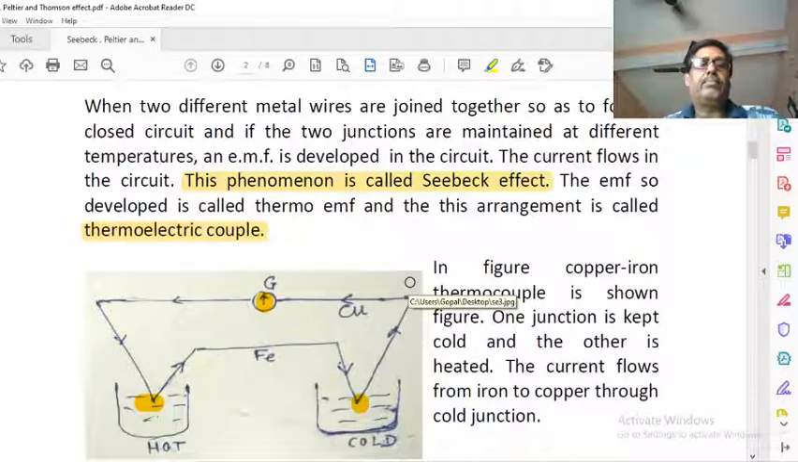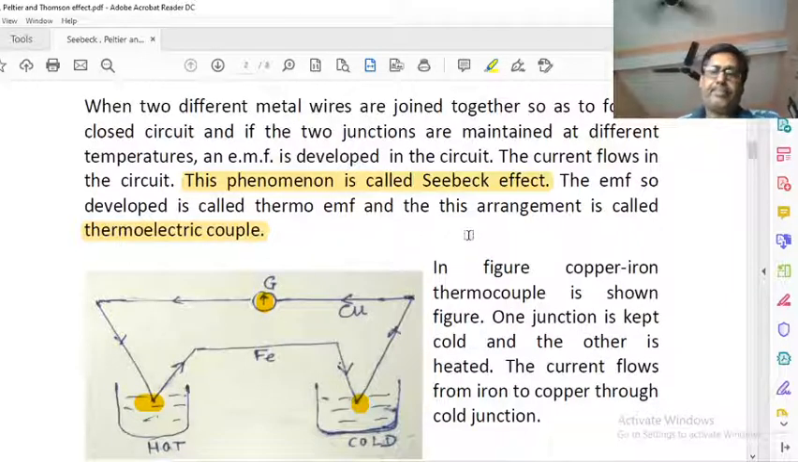What we learned up to now? We learned that temperature difference can produce current. Up to now, most of us know about current. When we talk about current, at once a battery or generator comes to mind. But Seebeck showed that temperature difference, meaning heating and heat, and electricity, there is a relation.